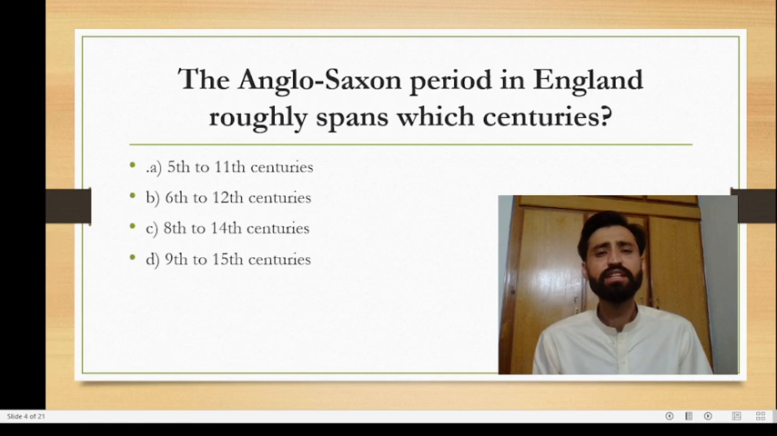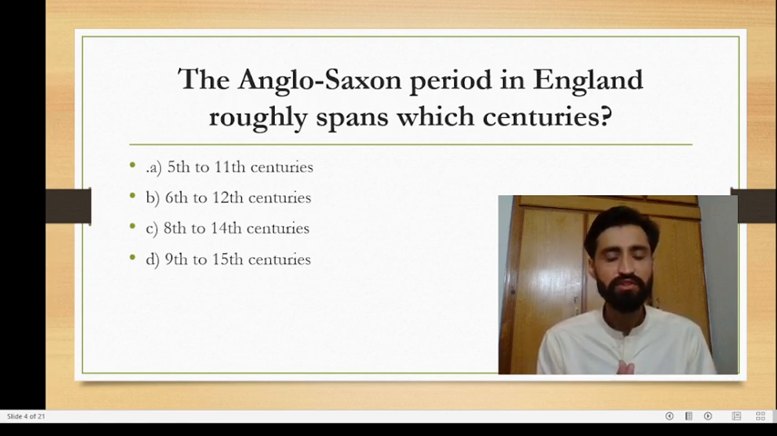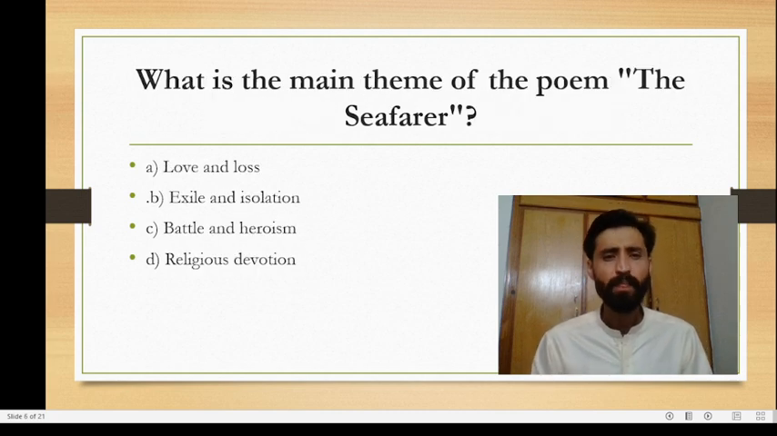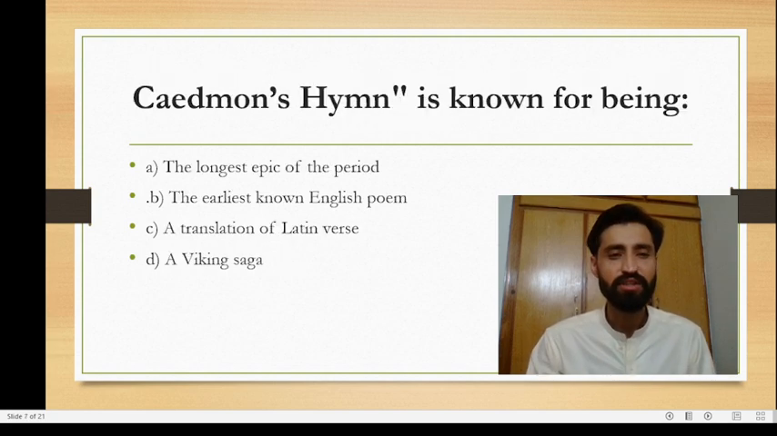The third one is, the Anglo-Saxon period in England roughly spans which centuries? The answer is option A, 5th to 11th century. Which language was predominantly spoken during the Anglo-Saxon period? And that is again option A, Old English. What is the main theme of the poem The Seafarer? The main theme of this poem is option B, that is exile and isolation.